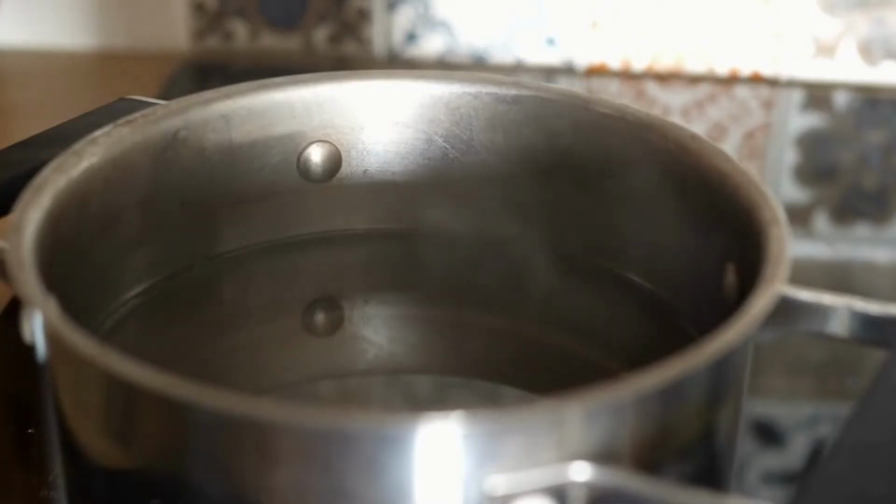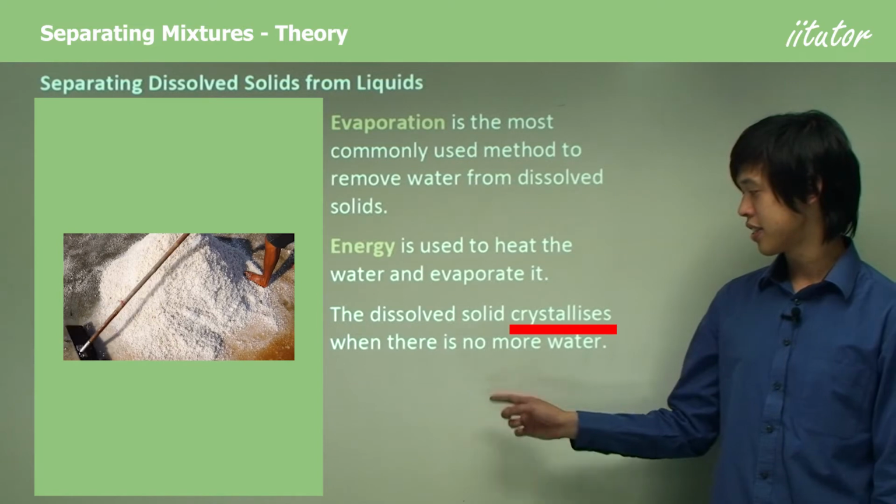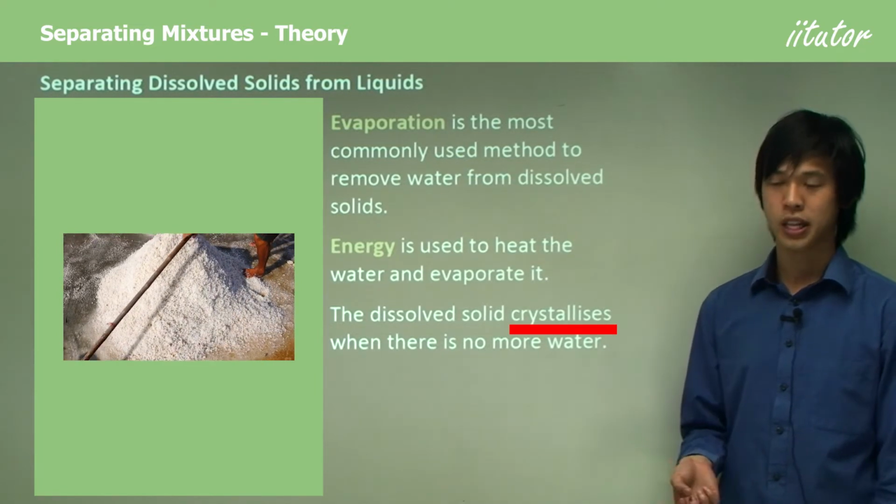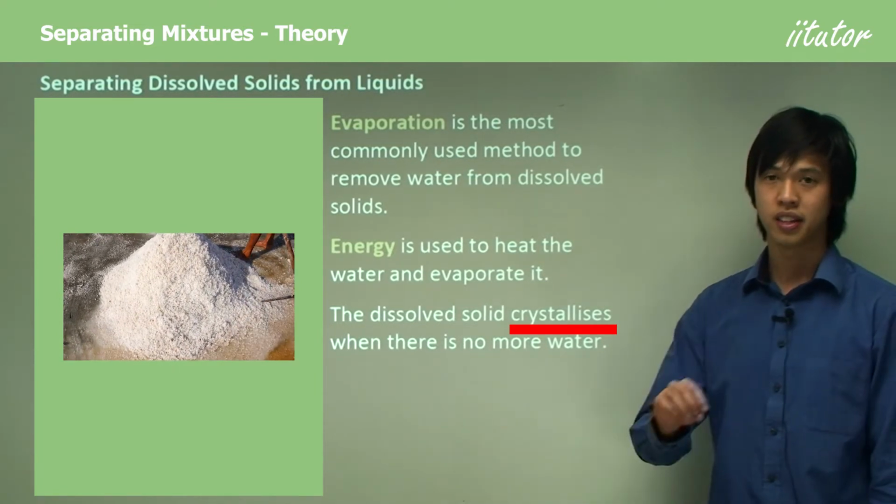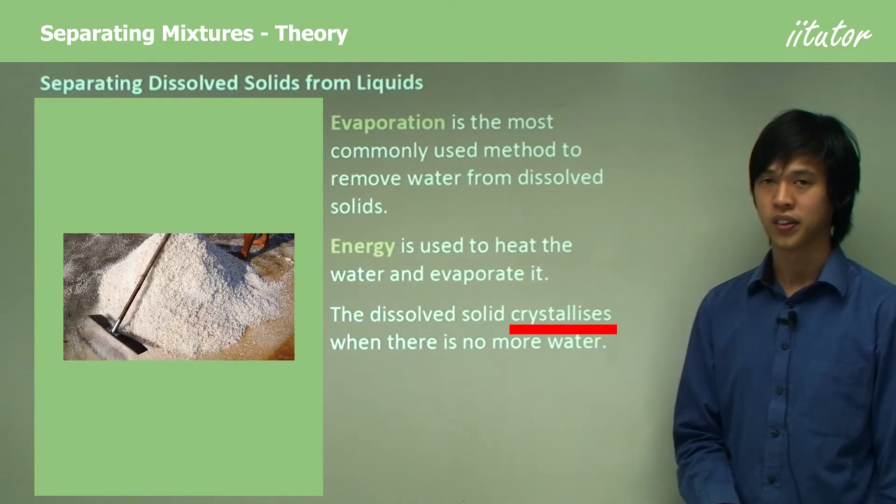So energy is used to heat the water and evaporate it. So heat, light, those kinds of things are used to evaporate the water. So the dissolved solid crystallizes when there is no more water. And that's the property that we want. It crystallizes when there's no water. That's essentially the property we're looking for here.